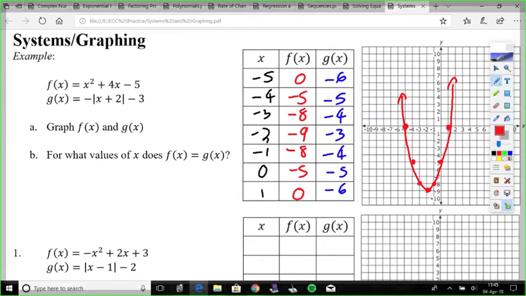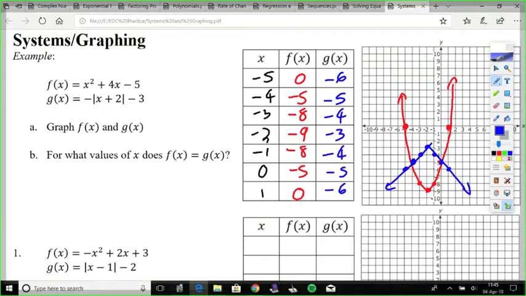So there's that, and then let's put the absolute value one. So -5, -6, -4, -5, -3, -4, -2, -3, right? So those are the points. Again, do the same thing, plot the points, connect them with little lines, make sure there's arrows on them probably, and you're good to go.